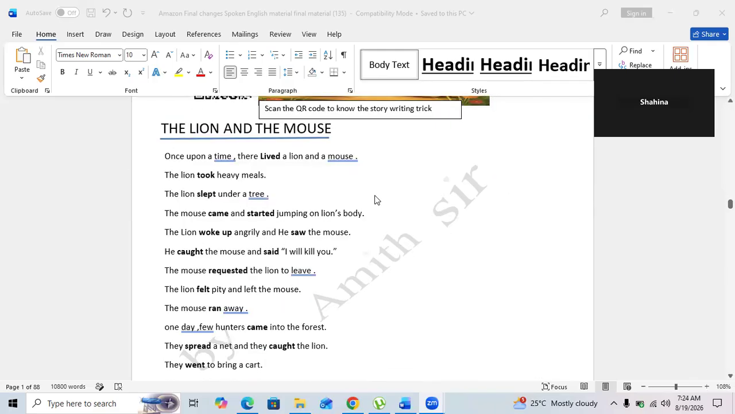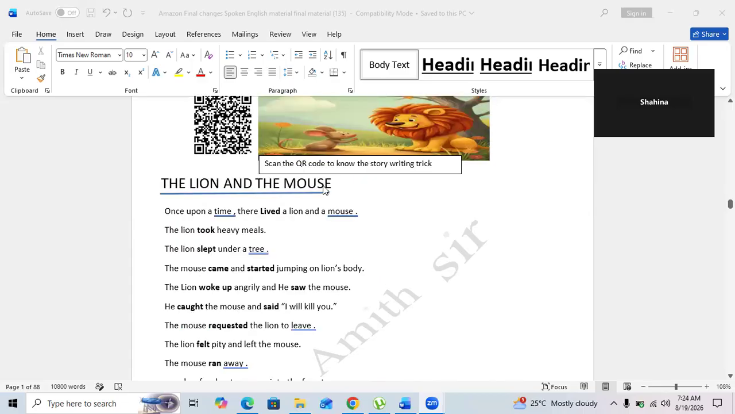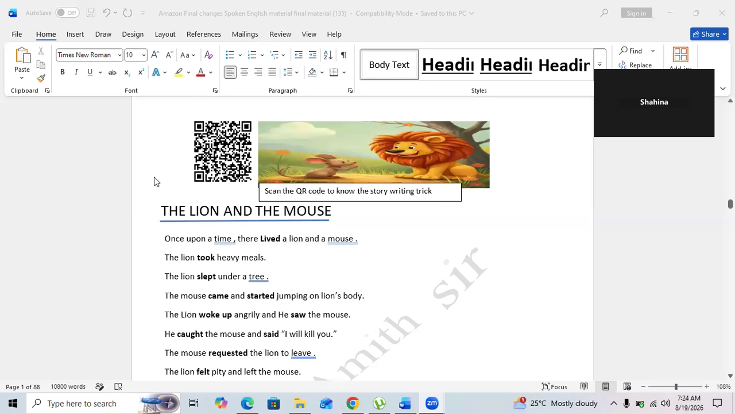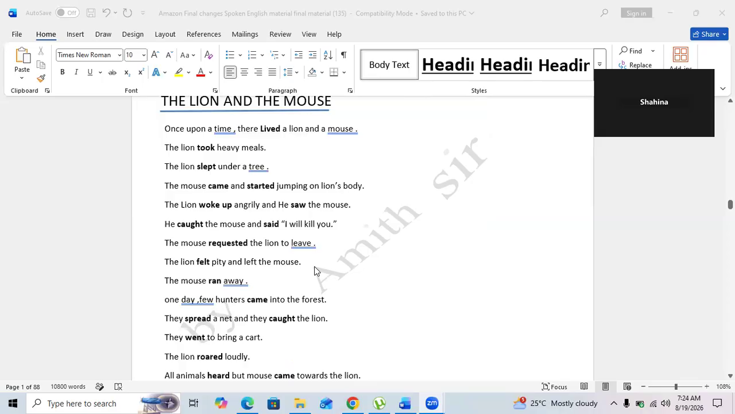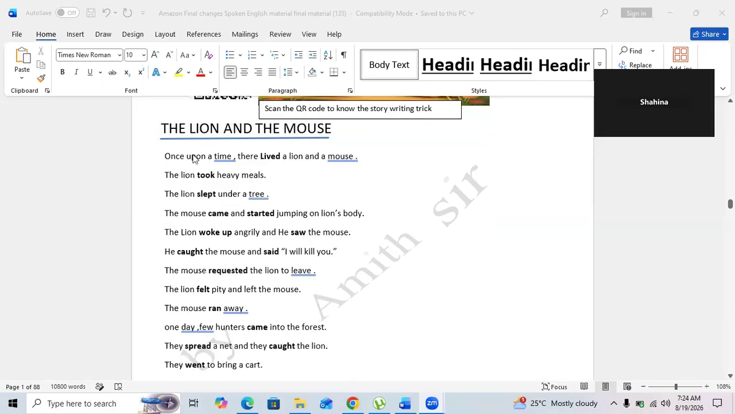This is what I was saying. In case you want, you can just watch the story, or in order to get the trick, you can scan this QR, which is also available in the book. As you can see, once upon a time... first I provide the story so you can watch it, and then based on that story, we have created the exercise by following the same concept, that is simple past followed by subject plus V2 plus object.